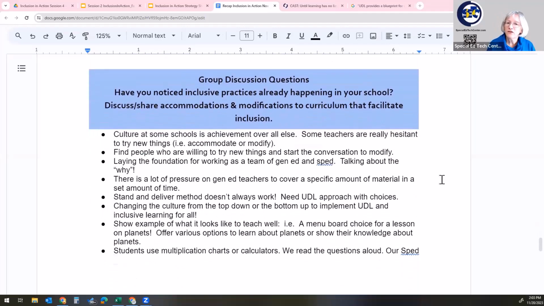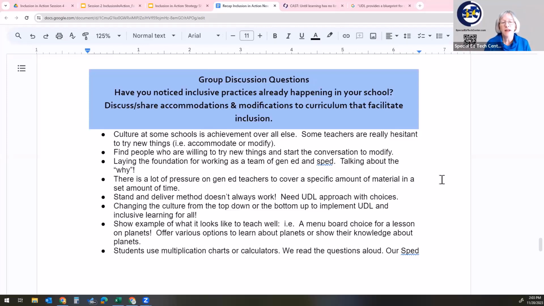And in the discussion we had on this, it was noted that general ed teachers are under a lot of pressure. They have requirements to get through their material and specific amounts of material. And that's something that does need to be considered in this, and that special ed teachers are under a lot of requirements.